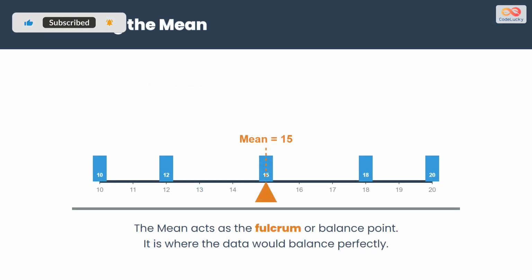Here is a great way to visualize what we just did. Think of the mean as a fulcrum on a seesaw or balance beam. If we place weights on a beam corresponding to our data values, the mean is the exact point where the beam would balance perfectly, without tipping to the left or right. It is the center of gravity for the data.